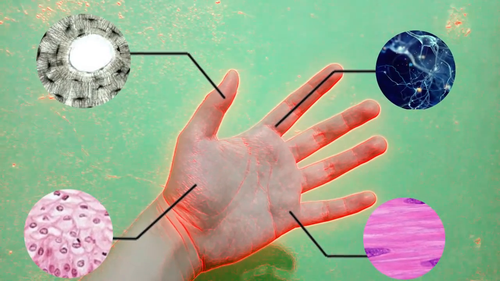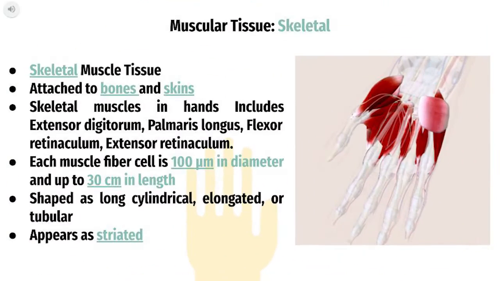So what exactly is the type of muscular tissue present in hands? It is the skeletal muscle tissue. This type of tissue is attached to the bones and skin, which makes it an ideal tissue to control locomotion or movement. And because it can be consciously controlled, skeletal muscles are also called voluntary muscles. Specifically, each muscle fiber cell is 100 micrometers in diameter and up to 30 centimeters in length, which explains its cylindrical, tubular, or elongated shape. Under the microscope, the skeletal muscle tissue appears striated or striped.